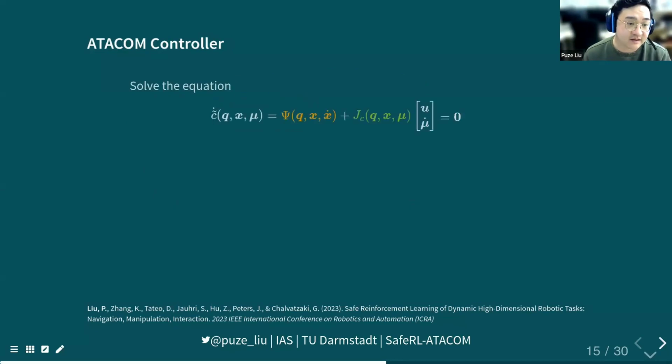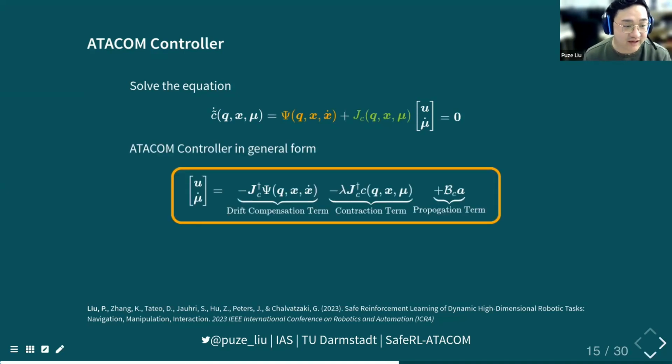What we observed in the previous setup is that C dot equals 0, and this is also the property we want to have here: C tilde dot equals 0. So we solve this equation and get a general form of the AutoComp controller. In this controller there is one additional term, the drift compensation term. There may be some drift caused by the system dynamics, or by X dot, and we can use this term to compensate for it.